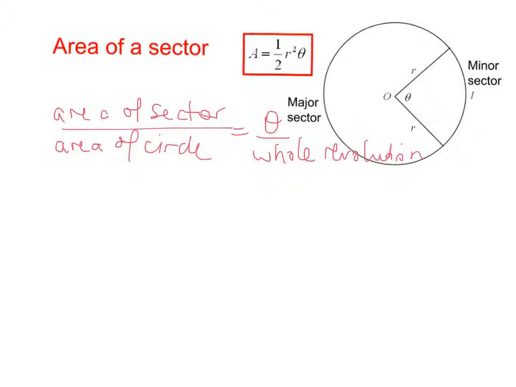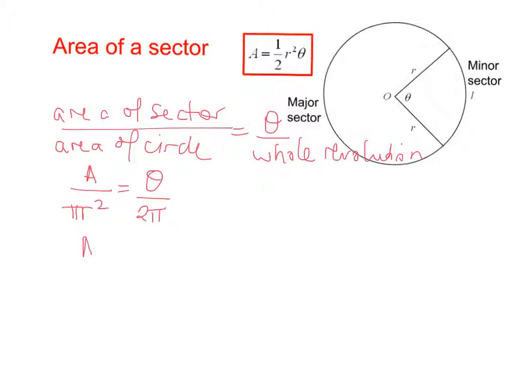So if we say A is the area of the sector, and the area of a circle, you know, is pi r squared, we'll say that equals theta, and a whole revolution we're going to say is 2 pi radians. So that means then our theta is going to be in radians. Okay, so both our areas are in, say, centimetres squared, and both of our angles here are in radians.